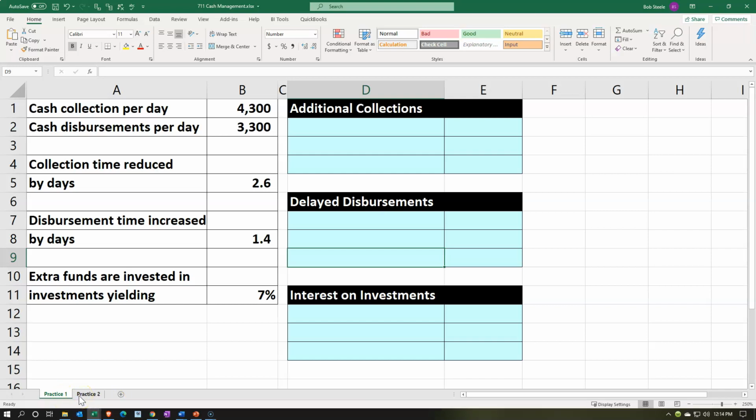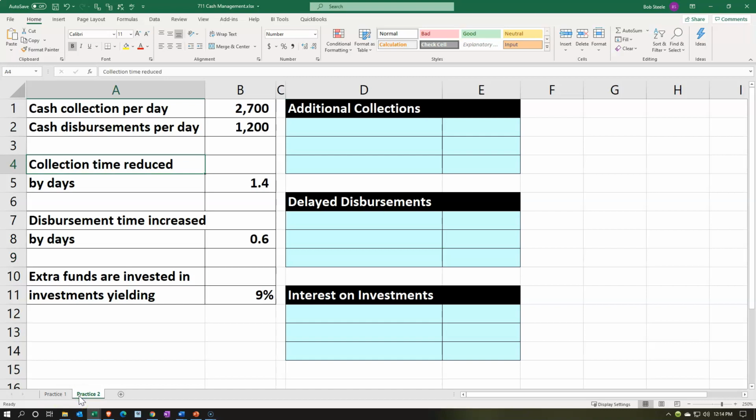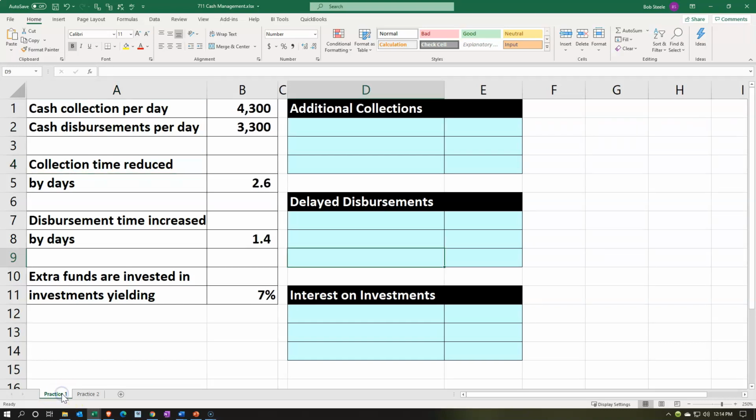If we go to the second tab, we have a similar layout, but different numbers, so we'll have a similar problem. We'll work this a couple times. We have the information up top, the cash collected per day. We're going to say cash collections per day on average 4,300. The cash disbursements on average per day 3,300. The difference being the average net cash flow.